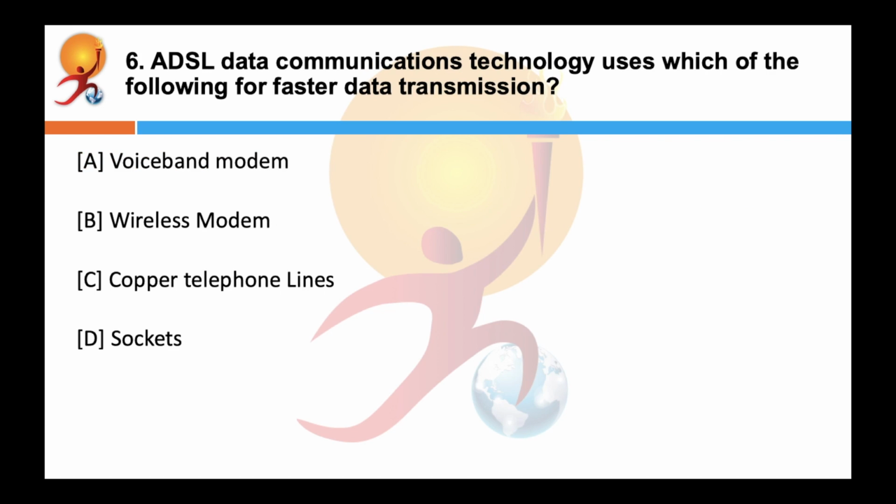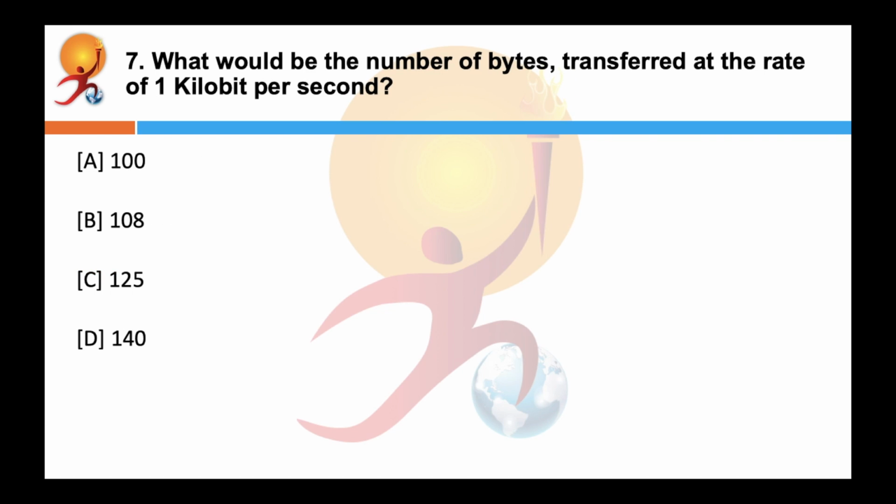ADSL data communications technology uses which of the following for faster data transmission? Correct answer is C. Copper telephone lines. What would be the number of bytes transferred at the rate of 1 kilobyte per second? Correct answer is C. And if you are asking how, then here is your answer.